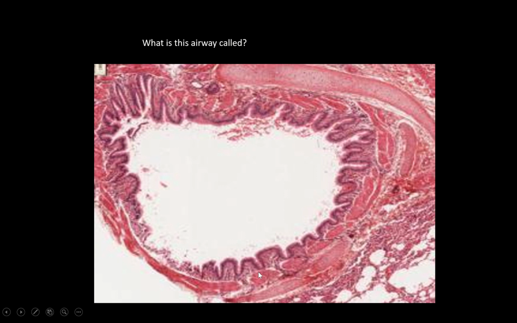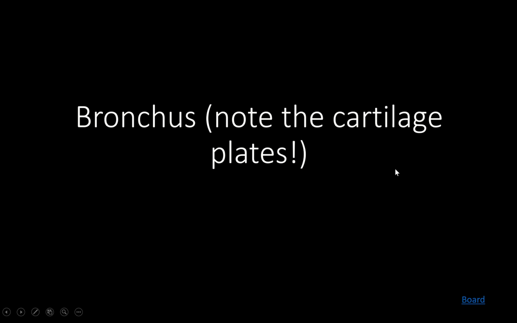And then we split into the bronchus. The bronchus has cartilage plates, so it's not around the whole thing, but we do have these plates of cartilage. Okay, and then those are going to split into the bronchioles, and the bronchioles no longer have cartilage. So if you don't see cartilage, it's not a bronchus, right? It's a bronchiole or something even smaller and later. Okay, so this is a bronchus. Note the cartilage plates. If you see cartilage plates, it's the bronchus.